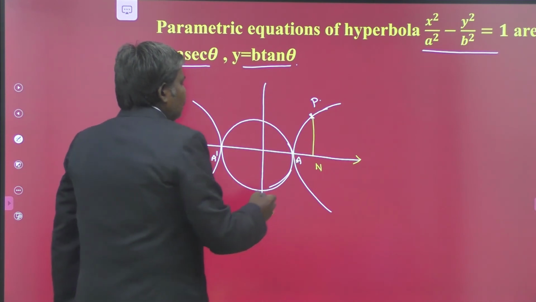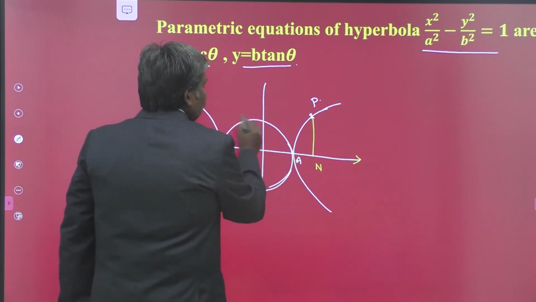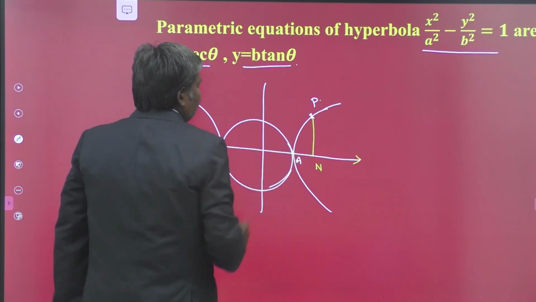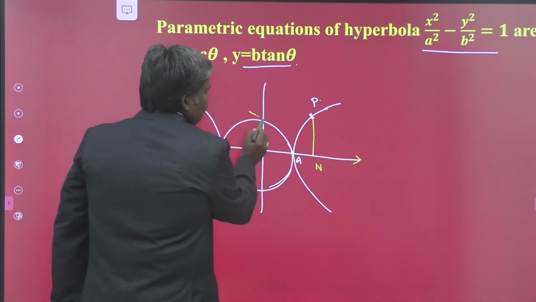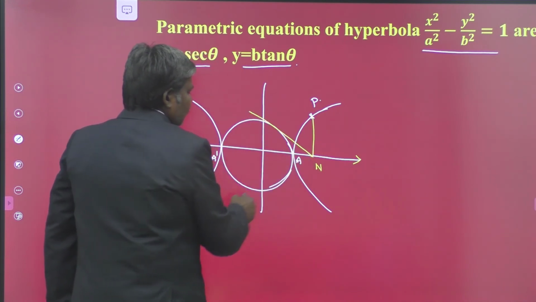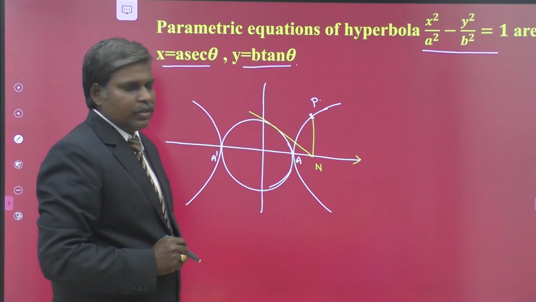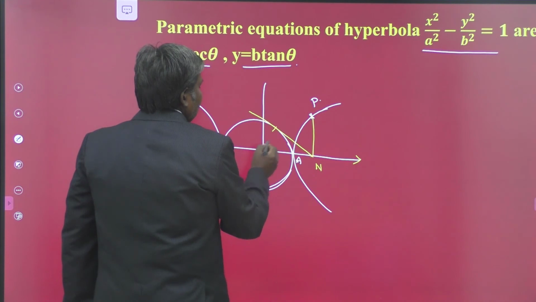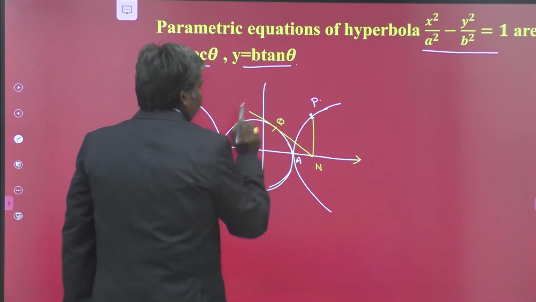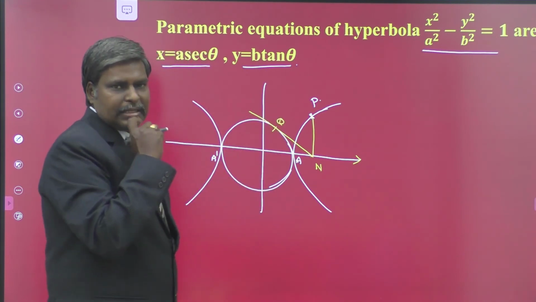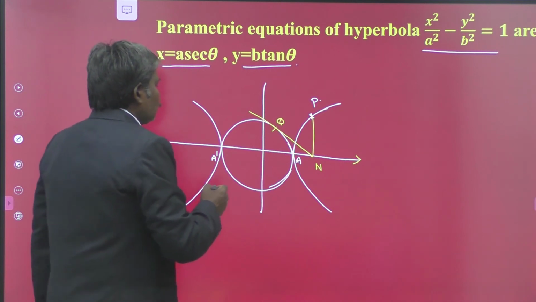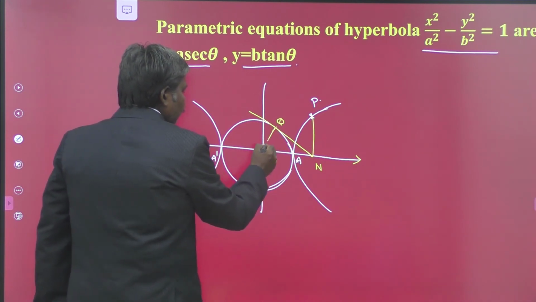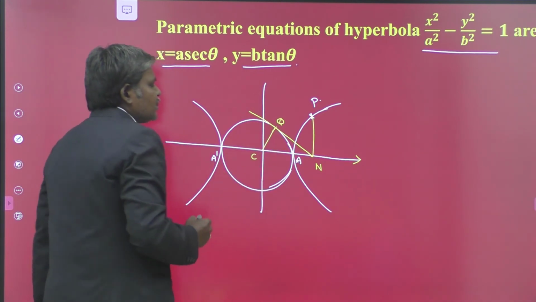Now draw the tangent to this circle from that point N. This is the tangent. You can draw the tangent in this manner also. It touches the circle at some point Q. Now join CQ. What is the center of the circle?